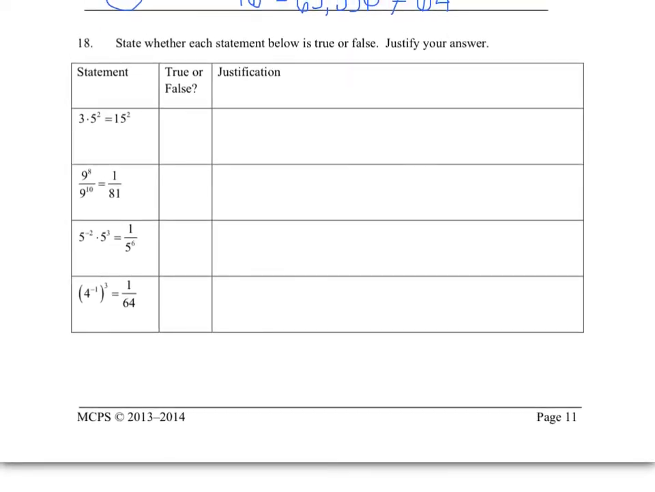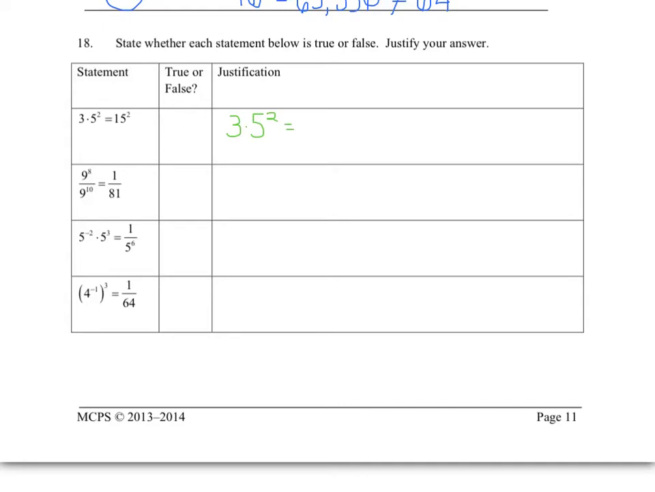Okay, state whether each statement below is true or false. Justify your answer. So your justification can be in words or showing all your work. I'm going to show all my work, but if you want to write it in words, you just explain what you're doing. So I can look at this in a couple of ways, but what I'm going to see is I've got 3 times 5 squared.